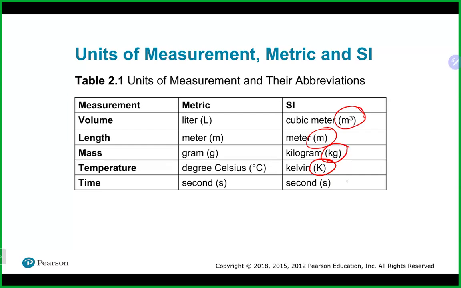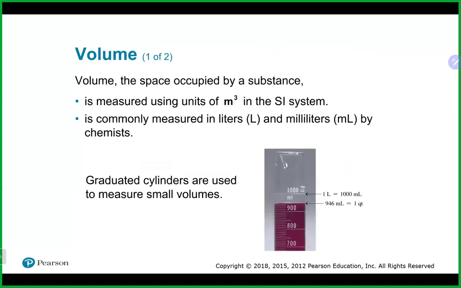For time, it's seconds. As I mentioned before, it's also really important to understand what these units represent. Are you talking about a mass, a volume, a temperature, and so forth? So let's talk a little bit about volume. Volume is the amount of space that's occupied by a substance. It's measured in meters cubed. Common units that we use a lot in chemistry is liters, which is abbreviated with an L.